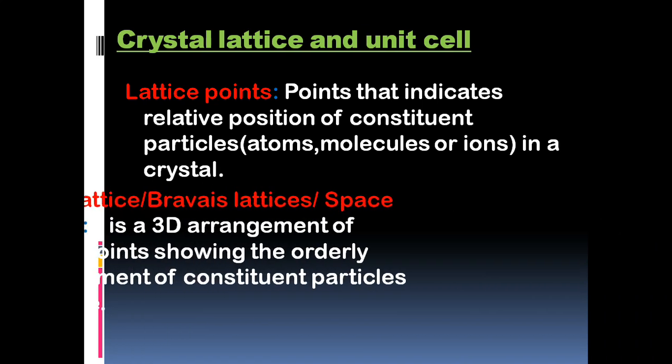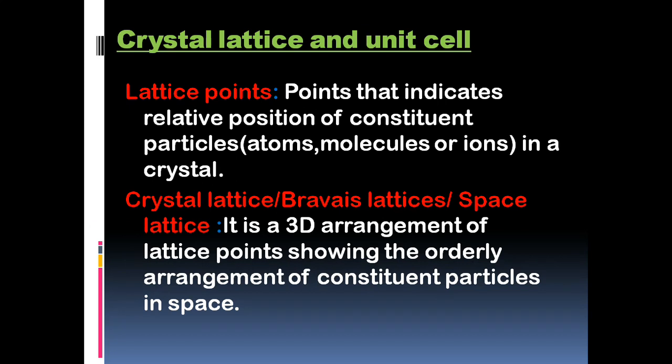Second term is crystal lattice, Bravais lattice or space lattice. This is a three-dimensional arrangement of lattice points, showing the completely orderly arrangement of particles in space. So, the three-dimensional view of a crystal lattice is known as the Bravais lattice or space lattice.